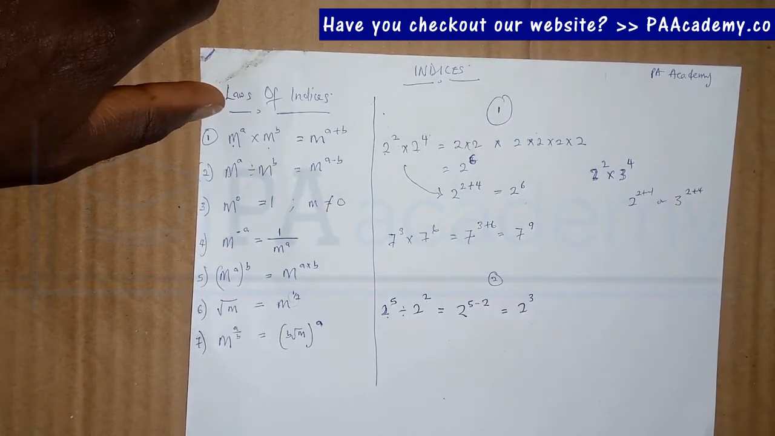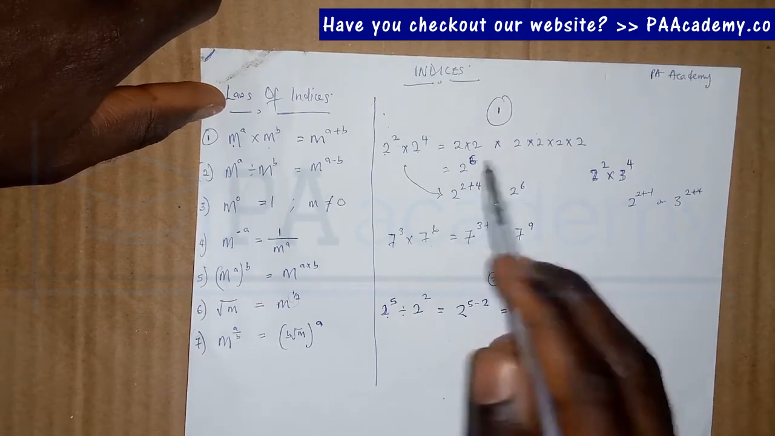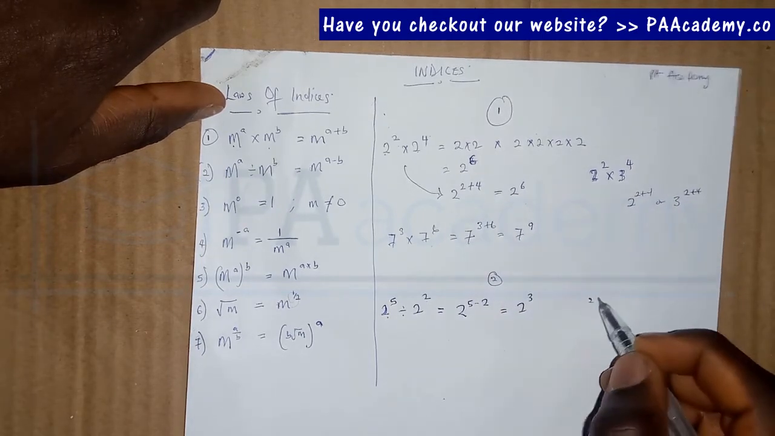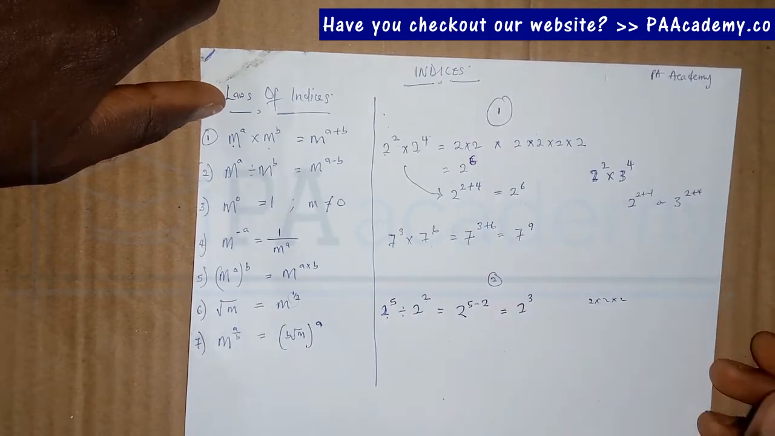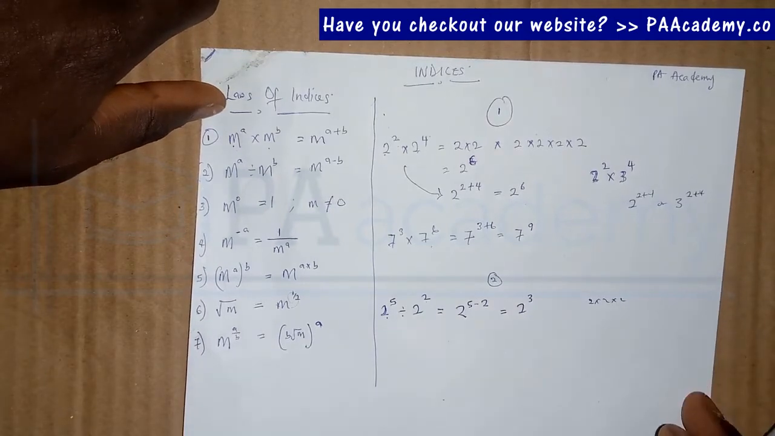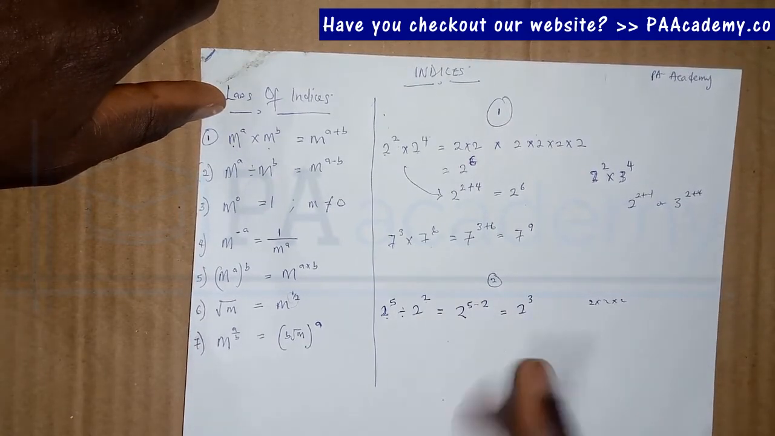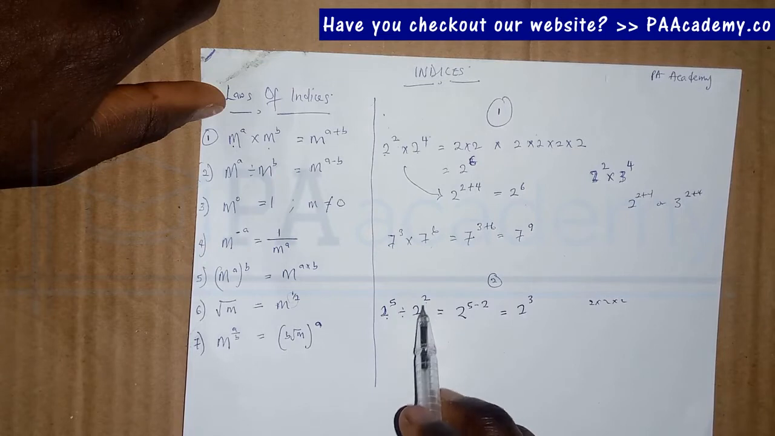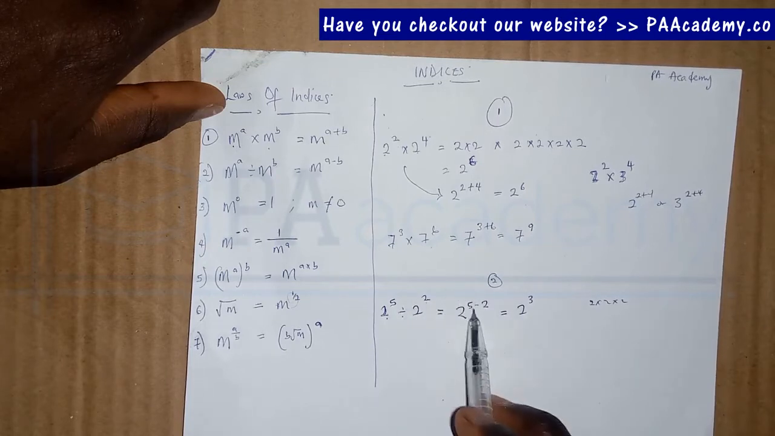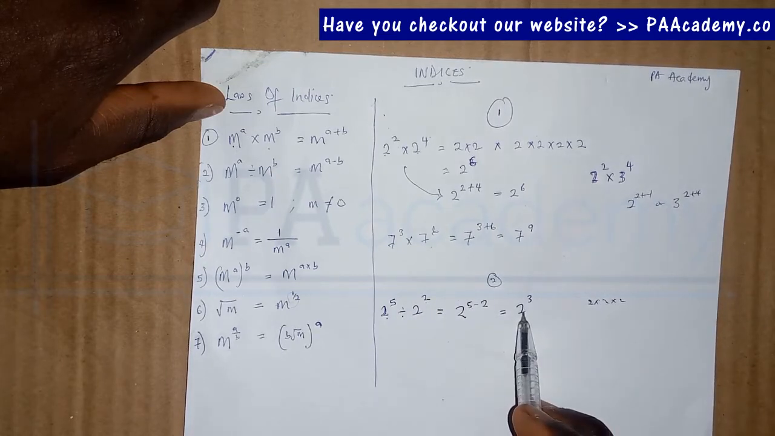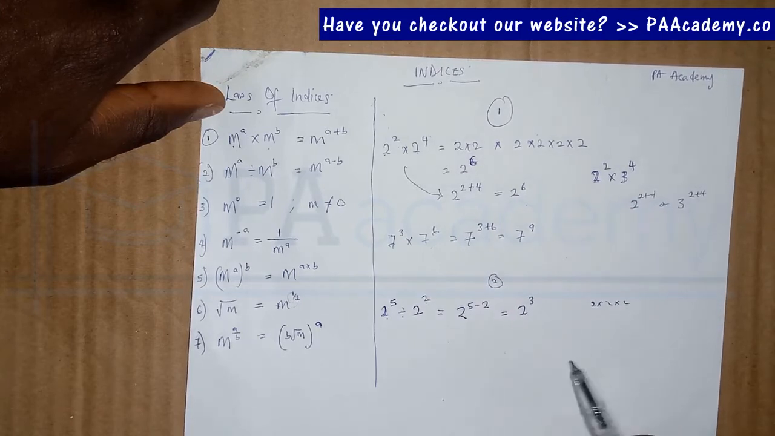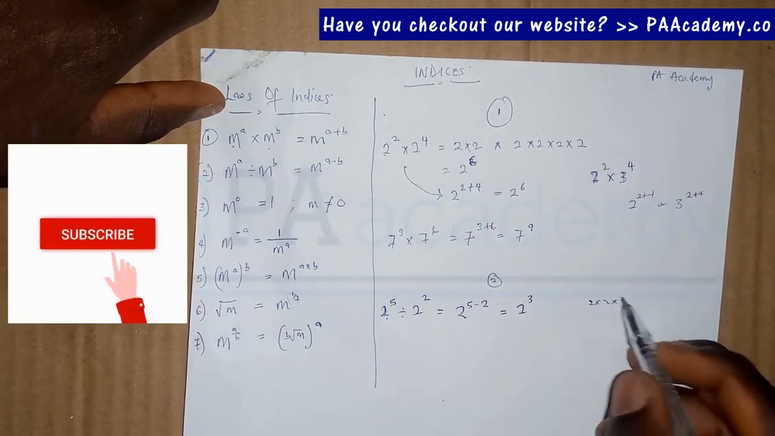So you can see indices makes it much easier. Instead of going to the root of having 2 times 2 times, just spreading it out, if you understand the laws of indices, then this is just what we are having. 2 raised to power 5 divided by 2 raised to power 2, applying the law of indices, is the same as having 2 raised to power 3. Are we clear?